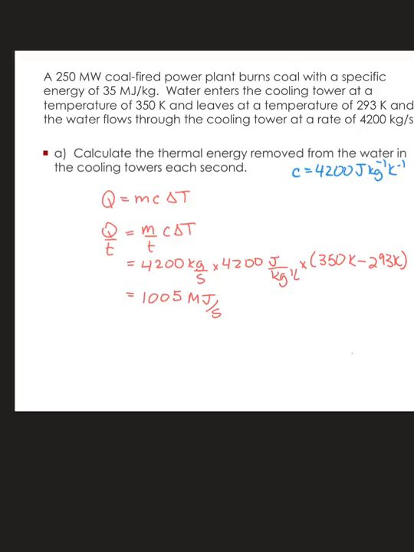Now notice I do have some extra sig figs here, and I'm doing that on purpose so I can carry it through later on. This is approximately 1,000 megajoules per second. But really, what is a megajoule per second? It's 1,000 megawatts, right? With a watt being joule per second. Okay, let's start part B.